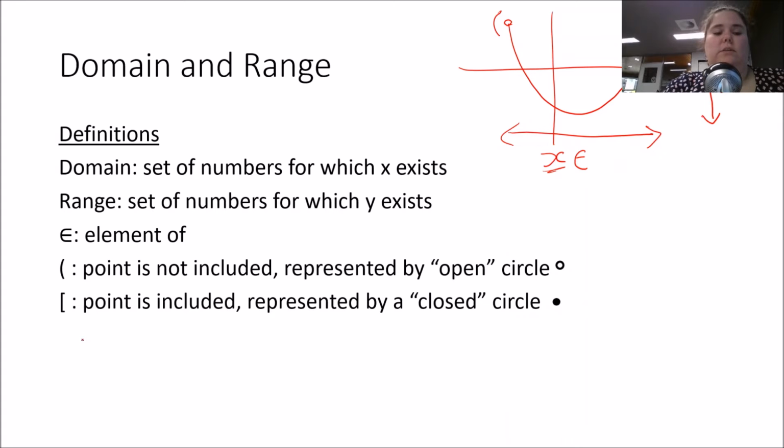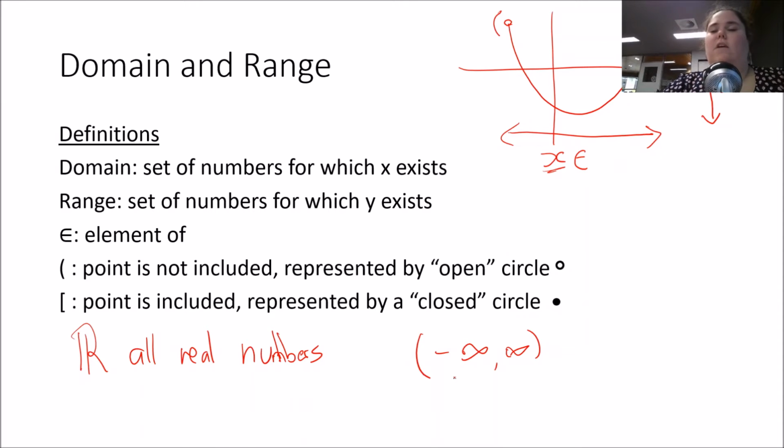Another thing to note is all real numbers. The R with a double leg is all real numbers. And that is a way to represent negative infinity to infinity. So if you have every number represented between negative infinity and infinity, that is all real numbers. Another thing to note is that we can never touch infinity, because it's always getting bigger and bigger and bigger, so it is an open bracket.